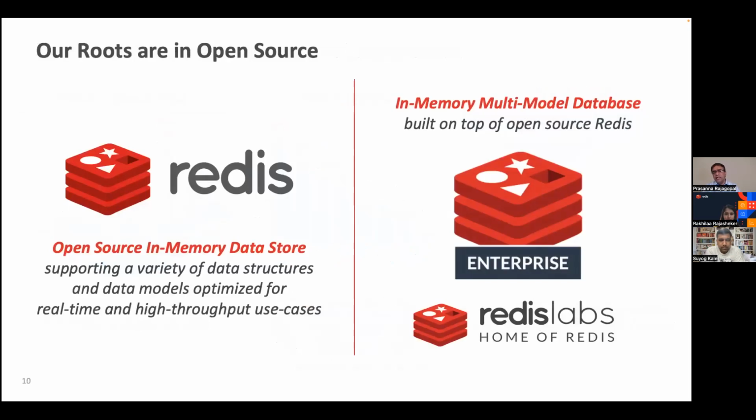As I mentioned earlier, Redis has its roots in open source. The open source version offers simple data structures such as strings and sets that you can use to build a super fast application. Redis Enterprise expands Redis open source and offers multi-model support with many features that enterprises need to run their applications in production.